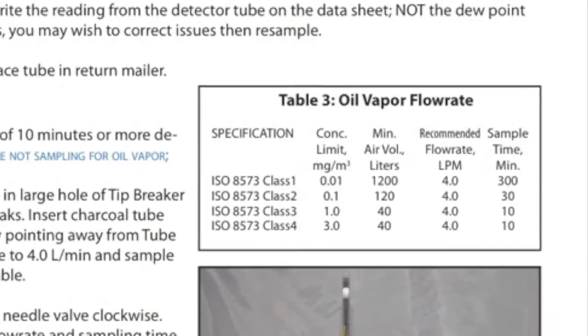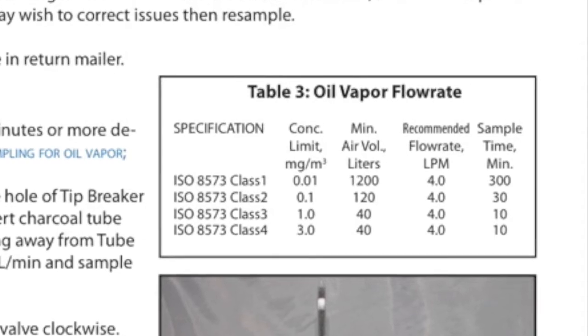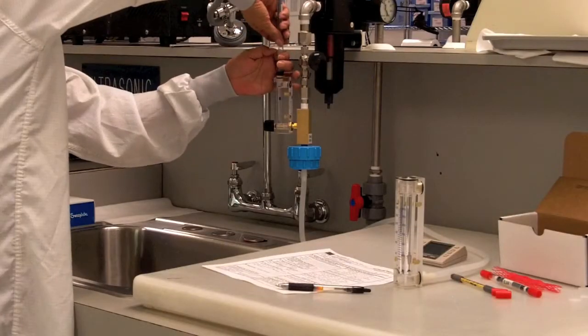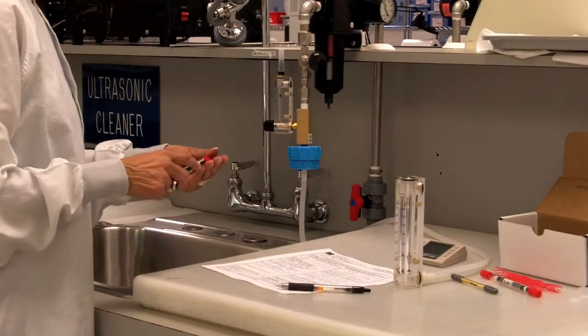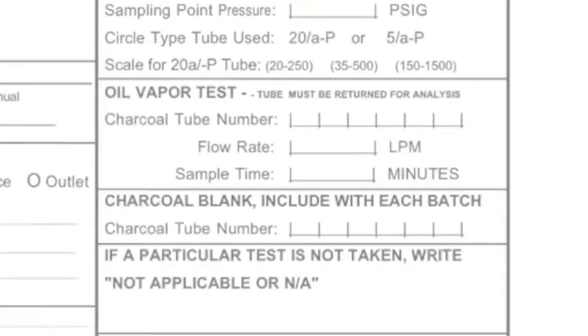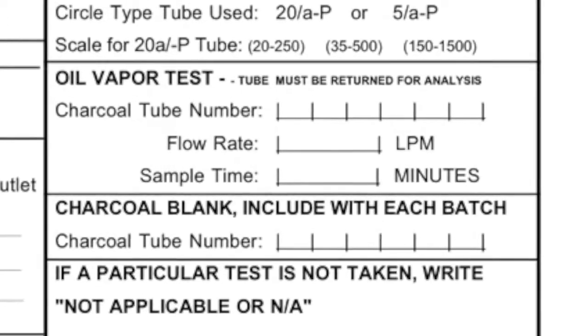Depending on the purity class you have selected, this test will take either 10, 30, or 300 minutes. At the end of the sampling time, remove the tube, cap both ends of the oil vapor tube, apply the netting, and place the tube in the pre-addressed return mailer. Record the flow rate and sampling time on the datasheet.